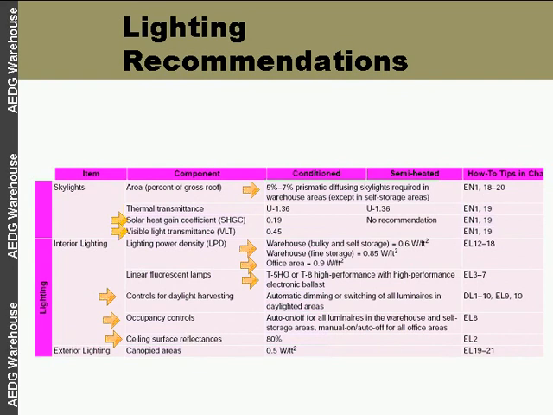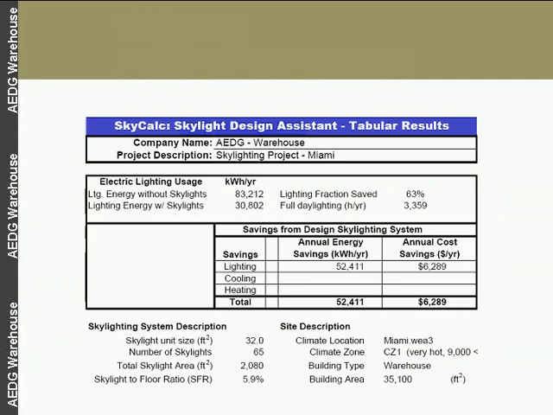And if you do have exterior areas, again, we were looking at a 50,000 square foot warehouse, so we did have the loading dock area, and you're going to have some lighting under there. So we want to keep that to about 0.5 watts per square foot.